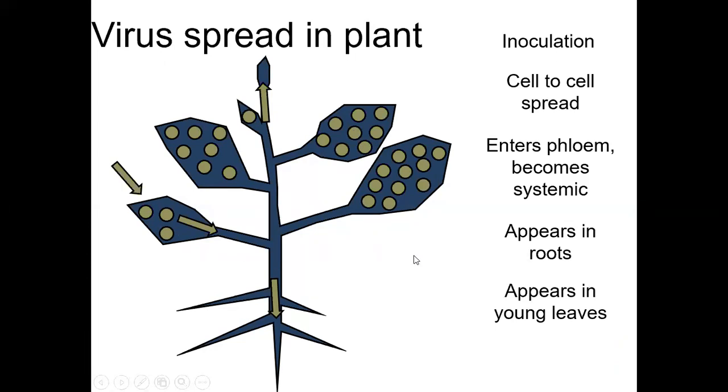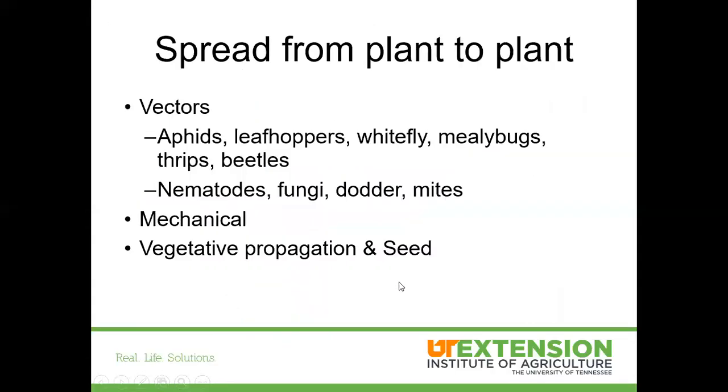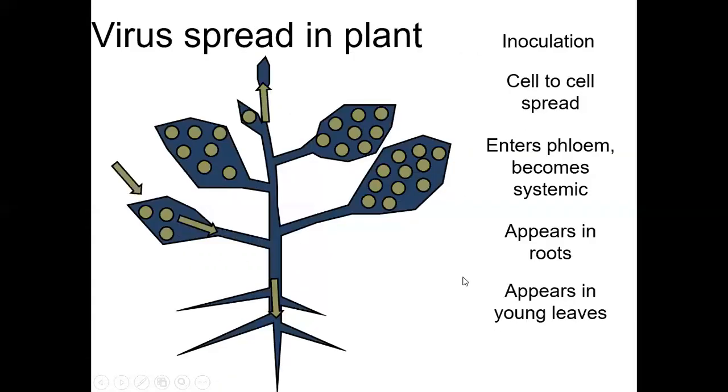This is just how the virus is spread. So essentially, one will come in, and then it'll spread from cell to cell, enter the phloem, become systemic, and then can appear in the roots and the young leaves.